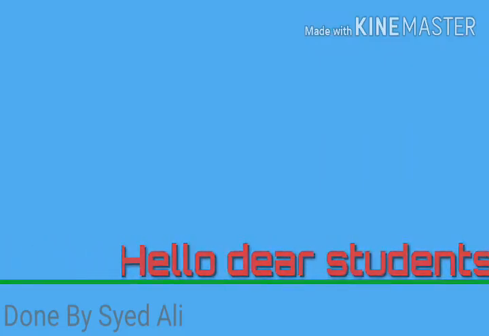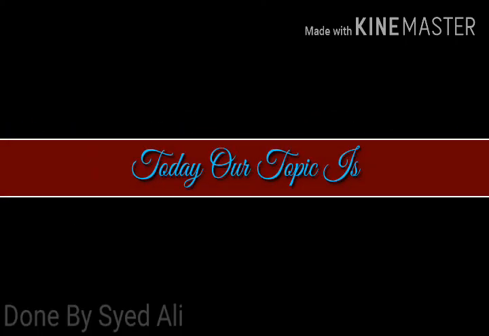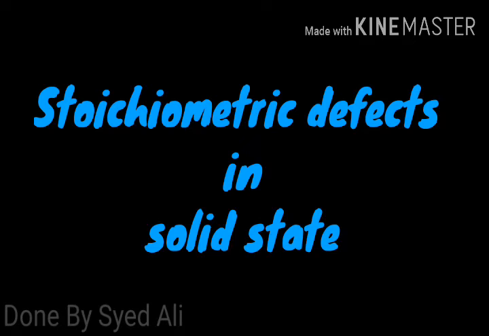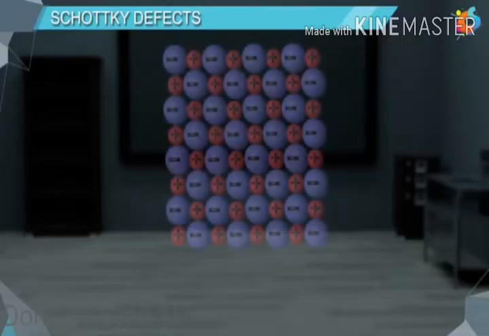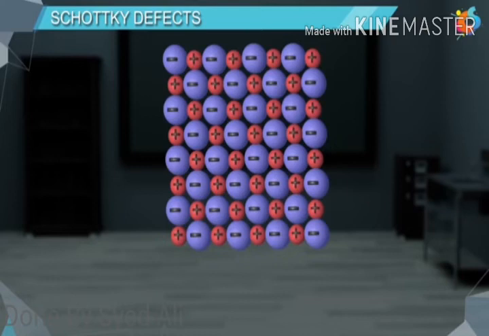Hello, dear students. Today, our topic is stoichiometric defects in solid state, in which the first defect name is Schottky defect. It is similar to vacant defects.